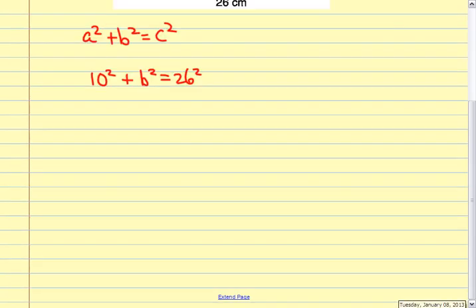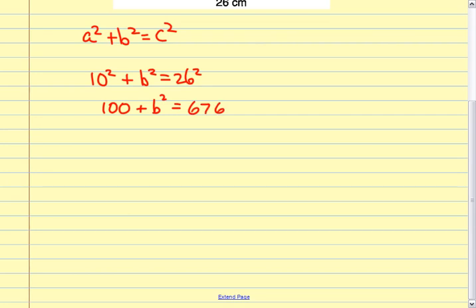So let's go ahead and start simplifying this. What do I do first? Catherine? Do exponents. I'm talking about simplify it so we can find out what b is. So it's 100. Okay, so 100 plus b squared is equal to what? You have a calculator. 676? Yep. 676. Okay, good.